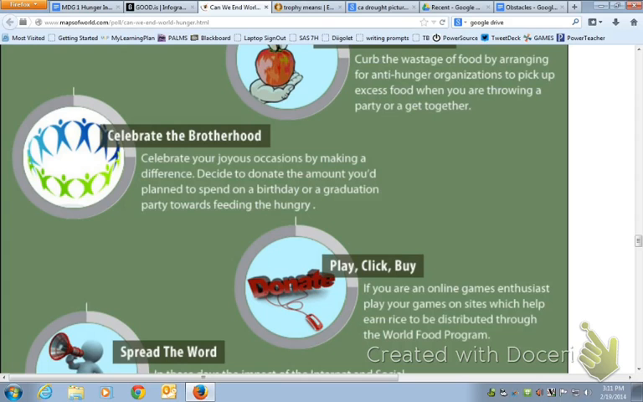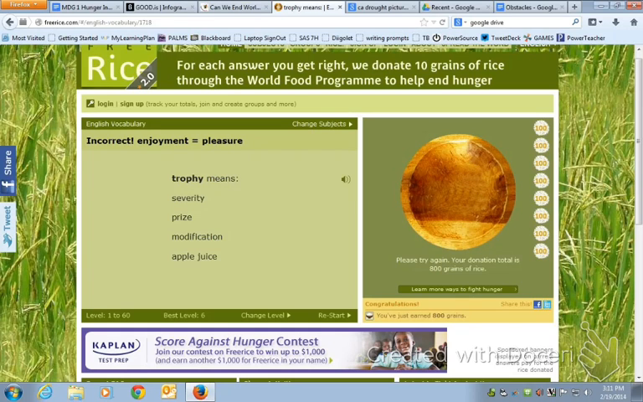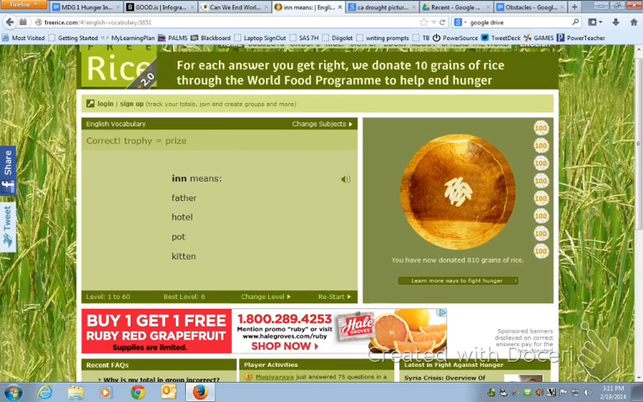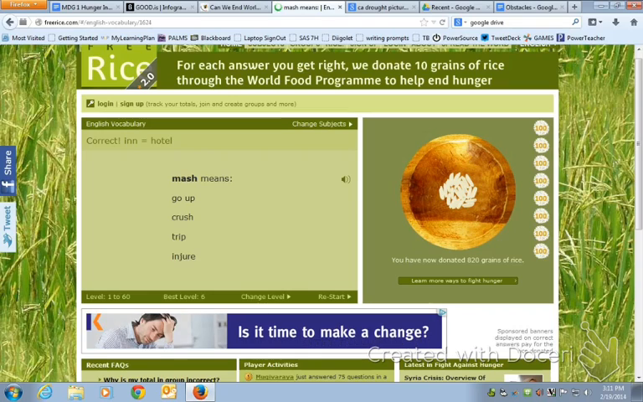When we talk about play, click, buy, there's programs such as Free Rice. Trophy means it's a prize. And you click and you just donated 10 grains of rice. Hotel, and now I've donated 20 grains of rice. So when you do this, the money actually does go to supporting hunger. And I shouldn't say supporting hunger, but supporting the fight against hunger.